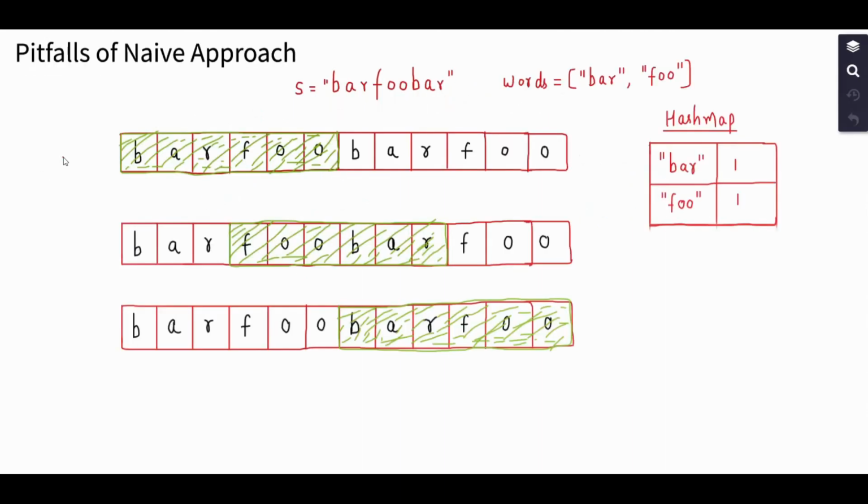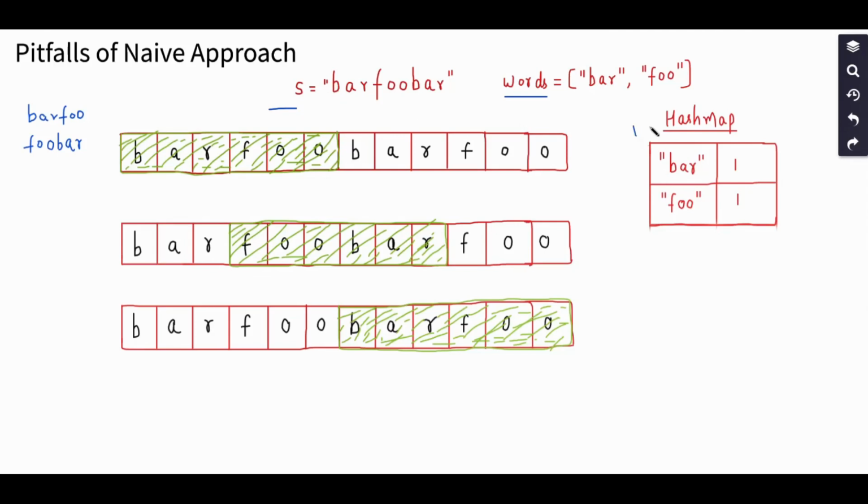Let's understand the problems with the naive approach. So let's take this example. This is the parent string and this is the words array. So only two substrings would be valid if you want to find. So the first one would be this and the second one would be this. We want to find only two substrings which are present in this parent string. Then let's see the problems that we face here.